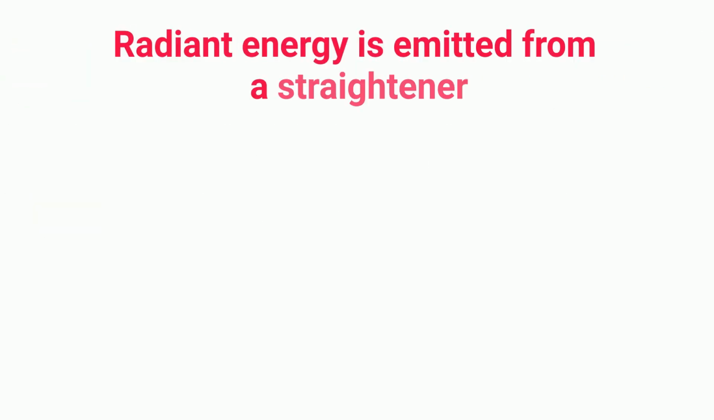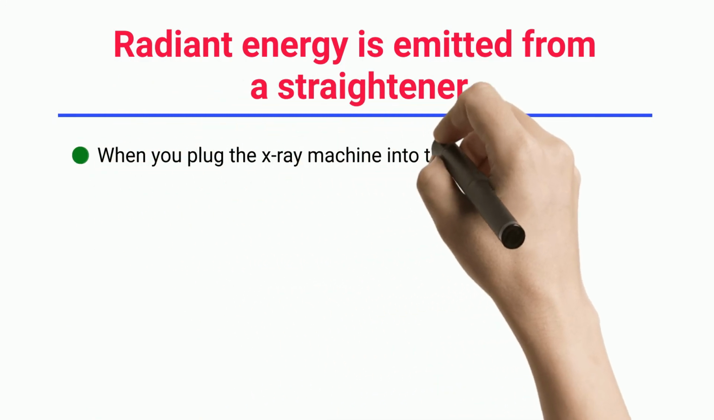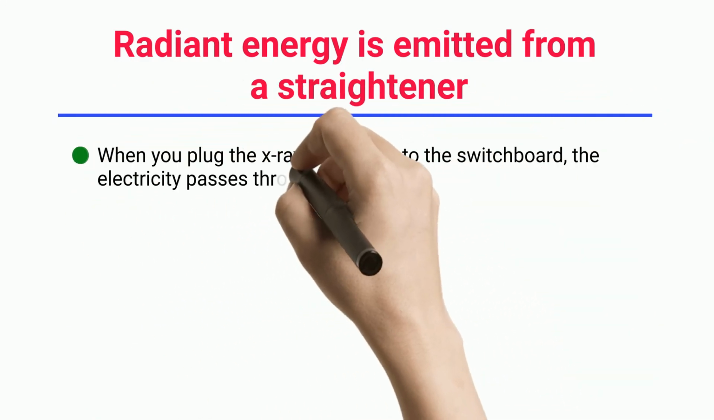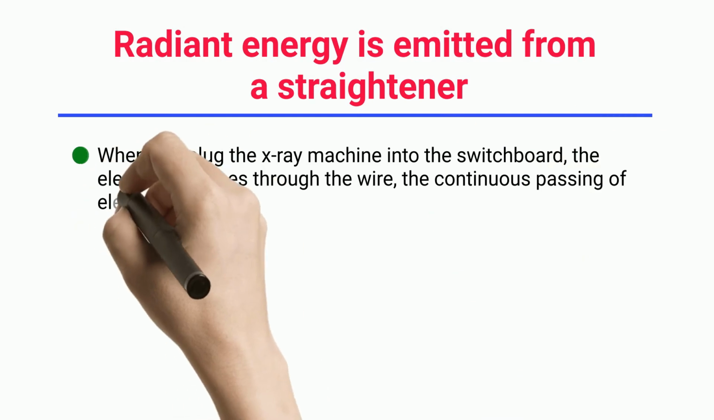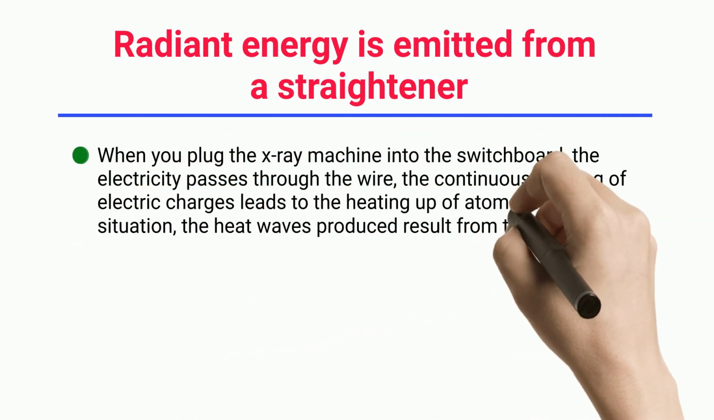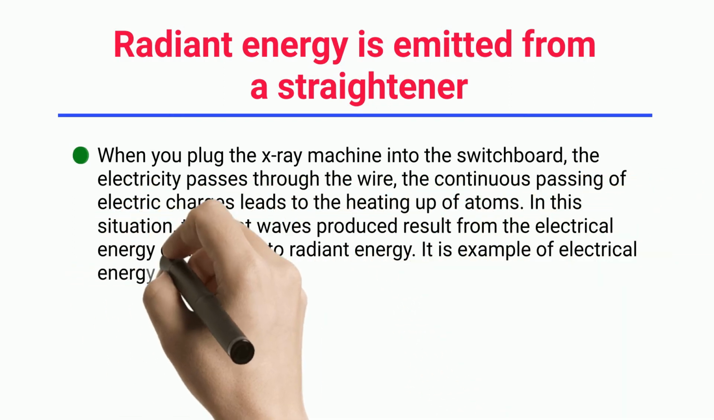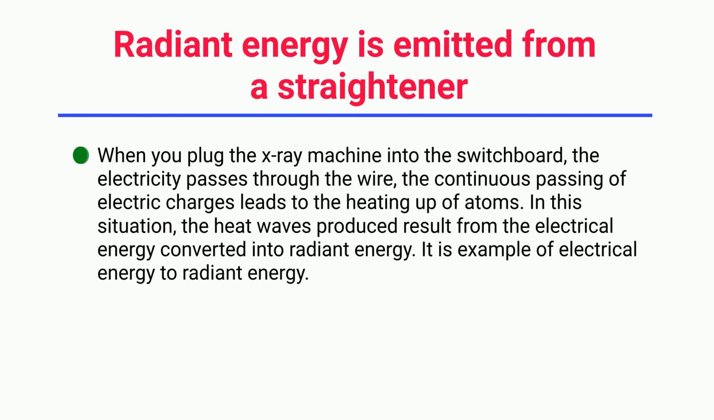Radiant energy is emitted from a straightener. When you plug the straightener into the switchboard, the electricity passes through the wire. The continuous passing of electric charges leads to the heating up of atoms. In this situation, the heat waves produced result from the electrical energy converted into radiant energy. It is an example of electrical energy to radiant energy.